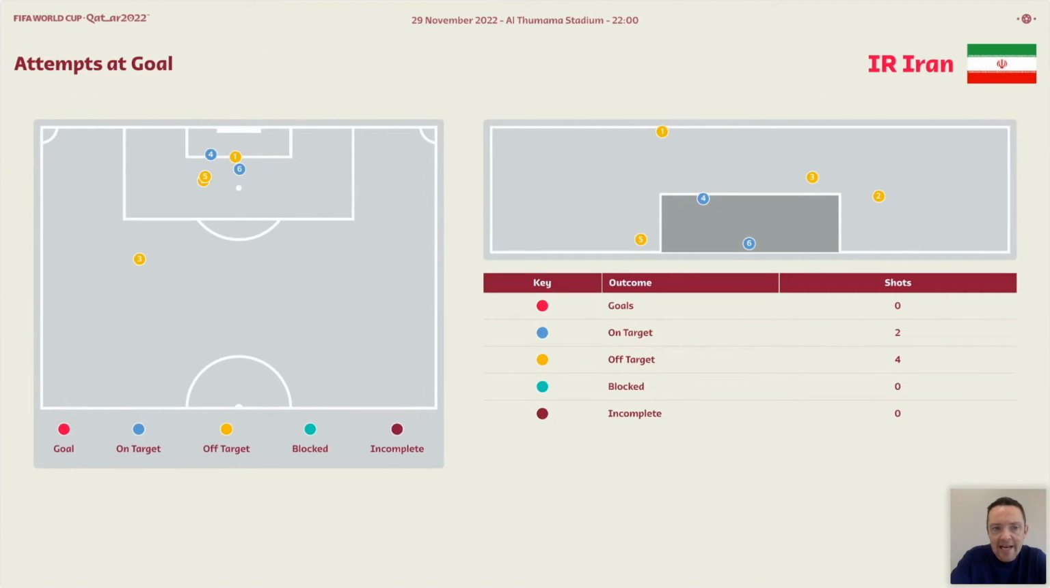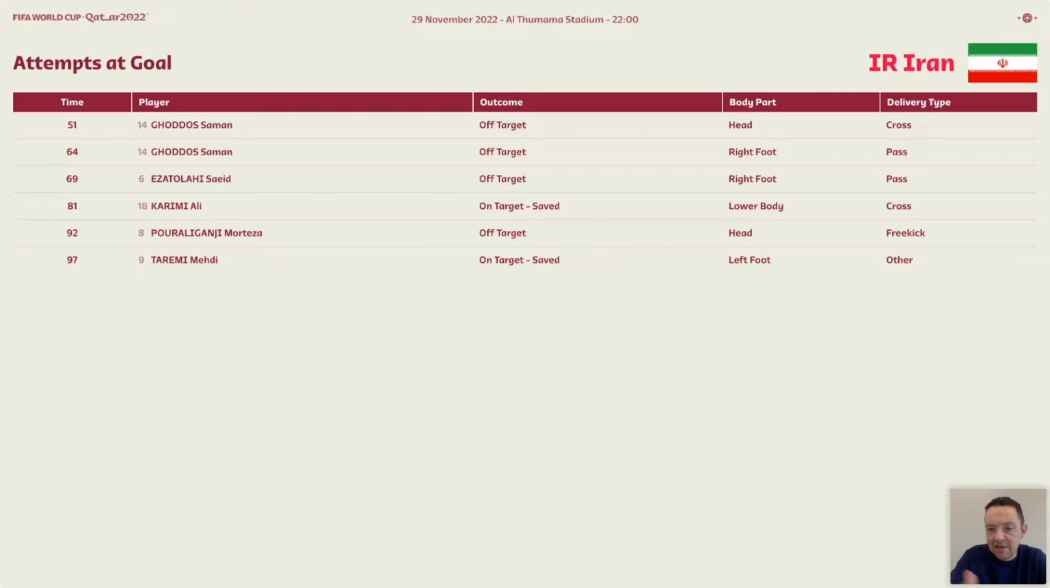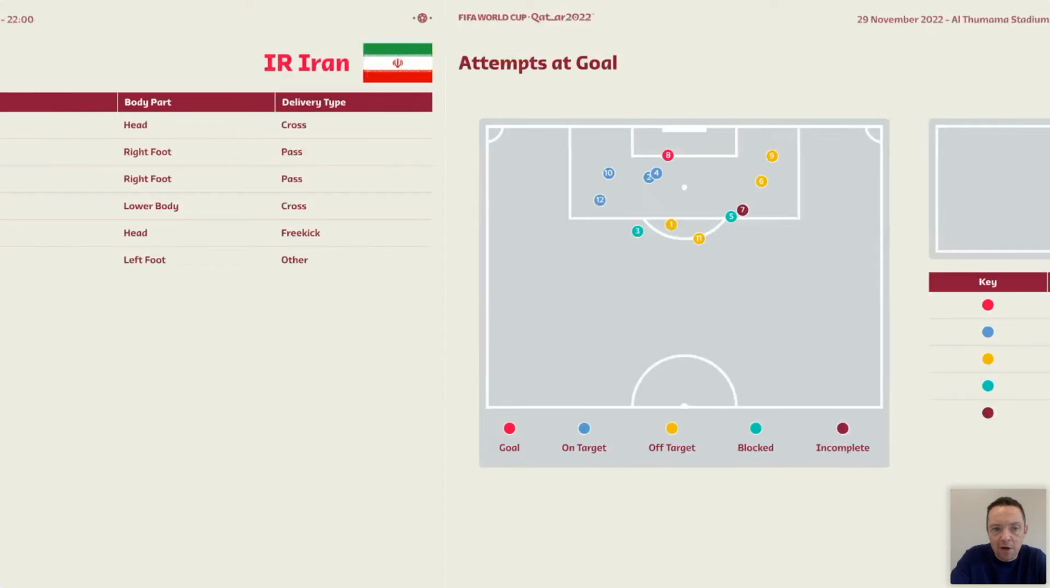The next slide is attempts on goal. Again, more context. Goal in red, obviously Iran didn't score, so there's no red. Shots on target, shots off target, blocked, and then incomplete. And then you can see around the goal where those shots landed. I'm a little bit surprised that there's no xG here, a little bit more data information for each shot. But again, I'm sure there's a reason why. They then break down, just individually as a list, what players had what shots.